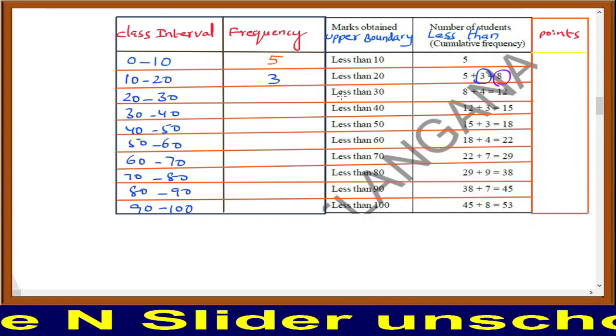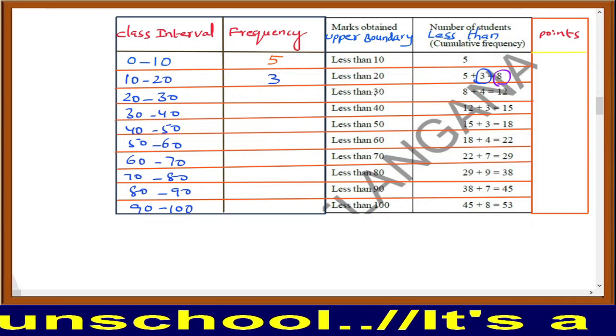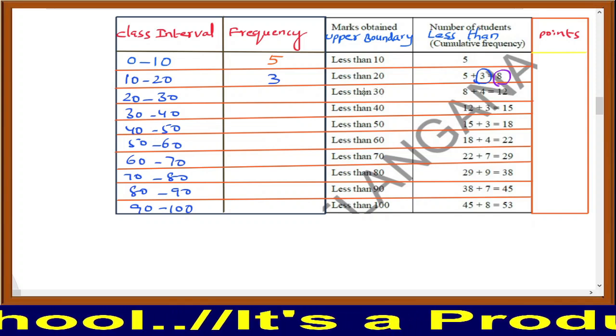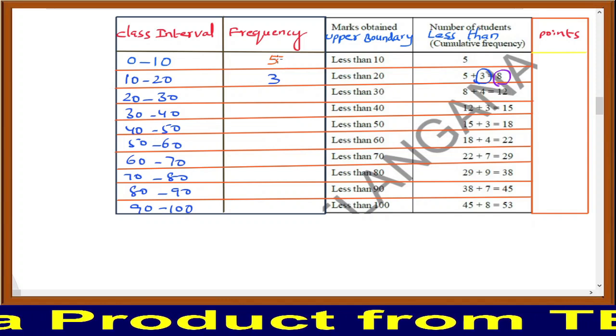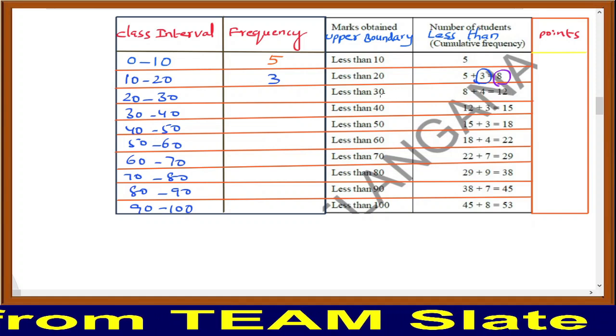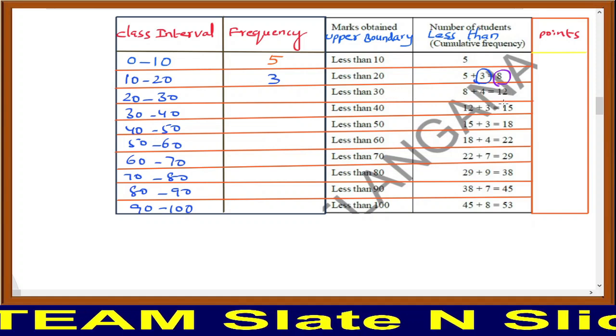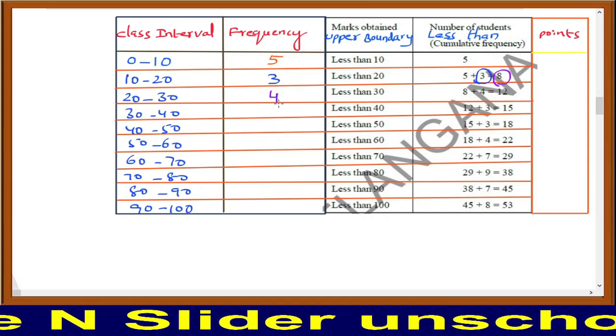And third one, less than 30. So, suppose if your teacher asked you to stand up the students who got below 30 marks, then what will happen? These 5 students will stand, and these 3 students again. Actually, up to less than 30 marks means 12 students stood up, so that here we get 4.